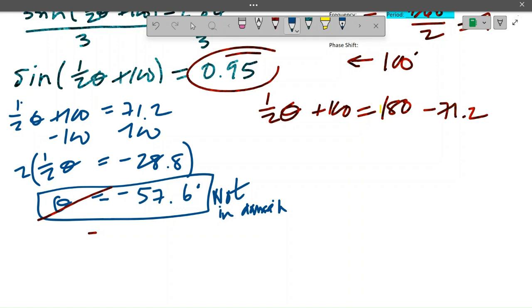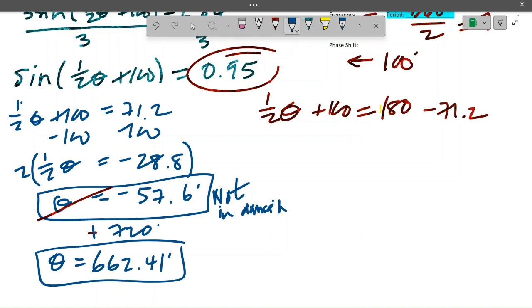Okay, now I'm going to add 720 degrees to this because my domain is 0 to 1080 degrees, and I know that if I add 720 degrees, I am going to be within domain. That gives me 662.41 degrees. If I add 720 degrees again, I'm going to be outside of domain. So we're going to leave it just like that.